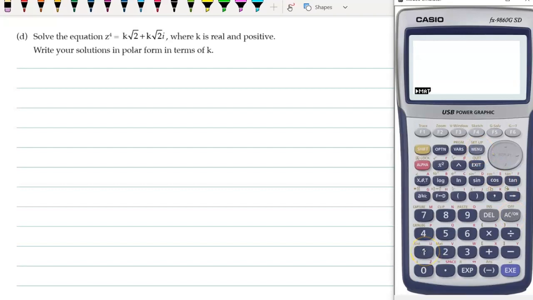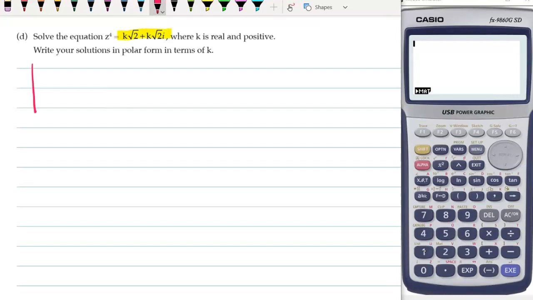Okay, for part D, first of all, we need to express this bit in polar form so that we can use de Moivre's theorem on it. So if we think about what this looks like, we're in the positive quadrant, we're across by k root 2 and up by k root 2 on the imaginary, which puts z to the 4 just here.